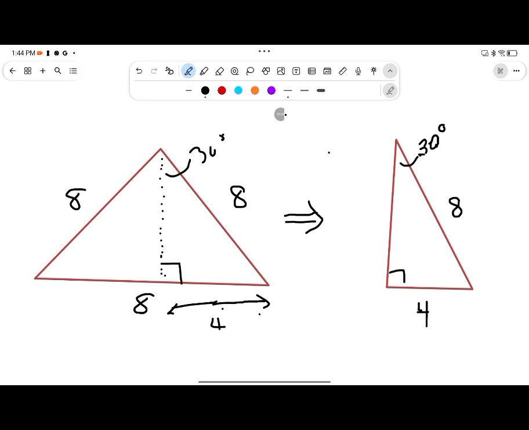So now we have a 30, 60, 90 special right triangle. And why is this so special, you might be thinking? Well, you're about to find out. So this side length is A. Okay, so we've already established that the shortest leg, and the shortest leg is the one opposite the smallest angle, is half the measure of the hypotenuse.